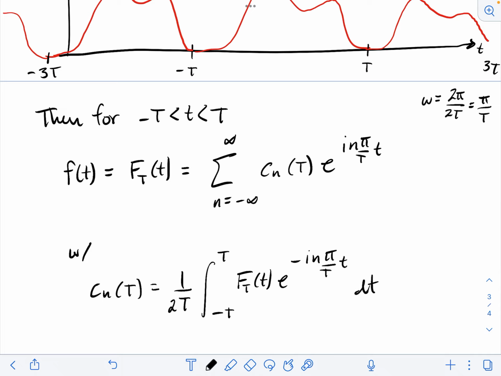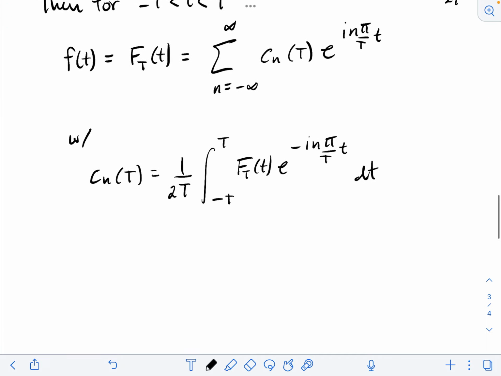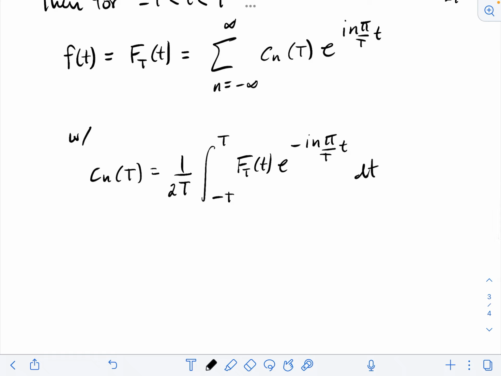Okay, so now is our first little trick here, is I want to manipulate this integral that we use to find the coefficients. We'll have the 1 over 2T out front, we'll have an integration, but then I'm going to say on this integration limit from minus T to plus T, the periodic function capital F is equal to the little pulsed function little f of t, and then I'll write minus i n pi over capital T times t dt.